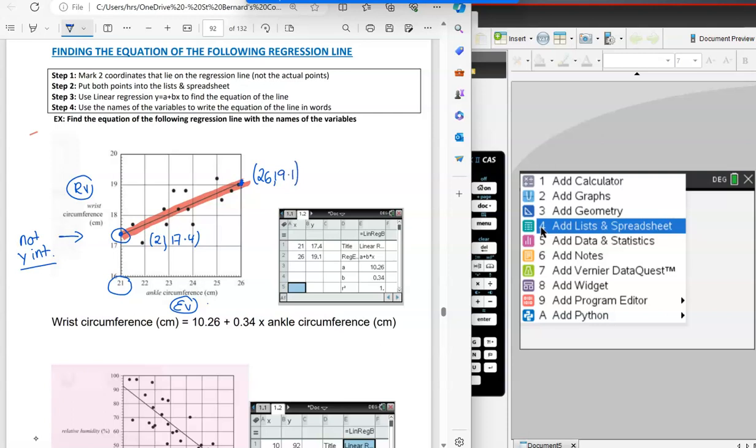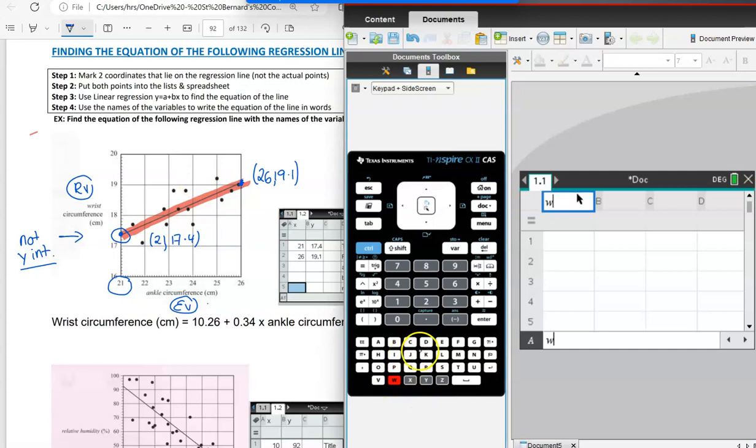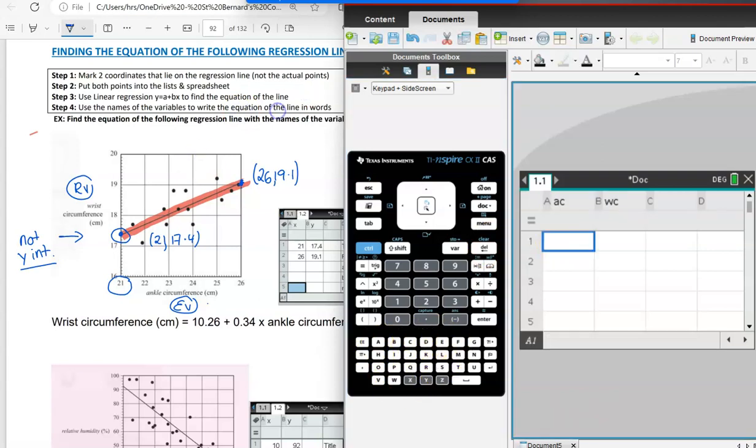I could read that. So then what I did over here is you pretend like you have a little mini list. On the calculator, you go into lists and spreadsheets, and this is a case where you can call it X and Y if you like, or I could call it wrist circumference. Maybe I will. My X value is ankle circumference. I might just call it AC and WC, wrist circumference. All I'm going to do is put those 2 points in. So I've got 21 and 17.4, and I have 26 and 19.1.